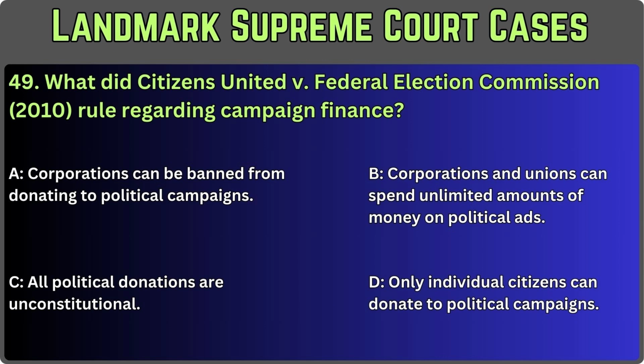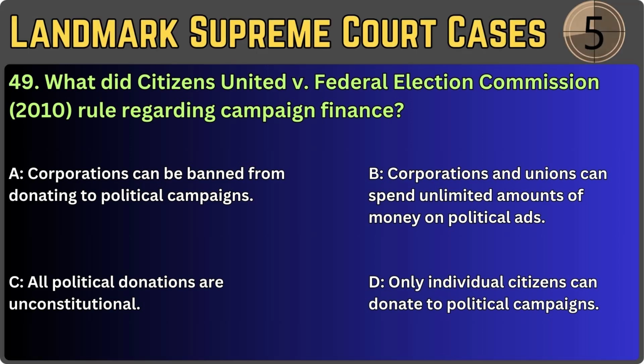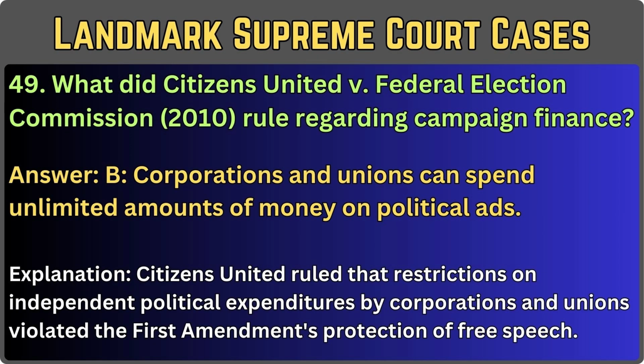49. What did Citizens United versus Federal Election Commission, 2010, rule regarding campaign finance? A. Corporations can be banned from donating to political campaigns. B. Corporations and unions can spend unlimited amounts of money on political ads. C. All political donations are unconstitutional. D. Only individual citizens can donate to political campaigns. Answer: B. Corporations and unions can spend unlimited amounts of money on political ads.